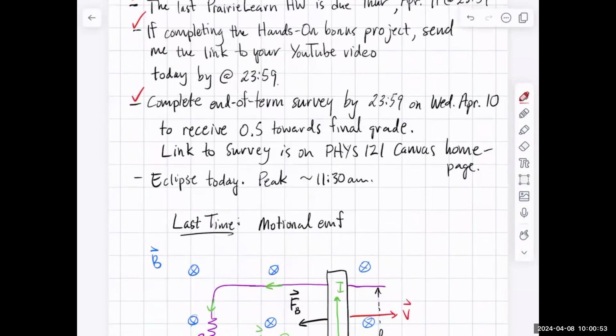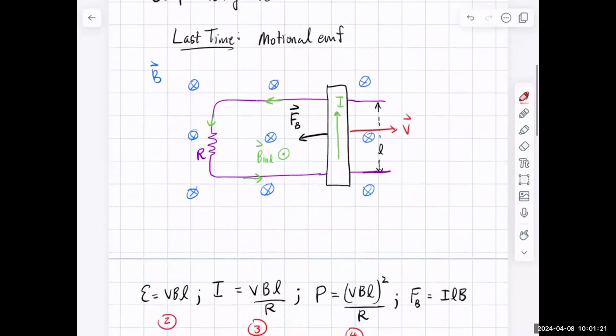And then last thing, today is the eclipse. Where we are, we don't see a total eclipse. We'll see just a partial eclipse of the sun. And the peak of the eclipse for us is, I think, around 11:30 a.m. this morning. The forecast is clouds and rain, so we'll see how all that turns out. But it's worth a look if you're interested.